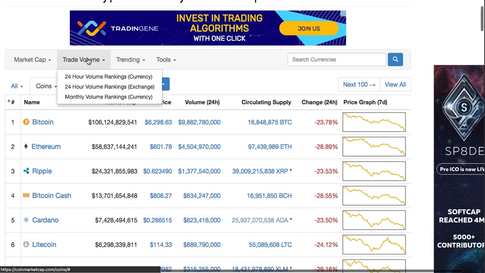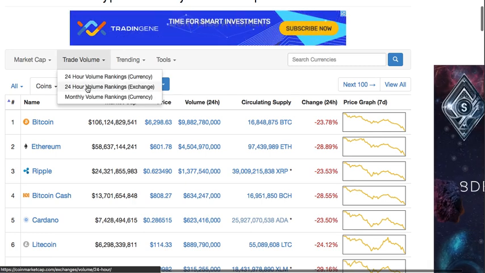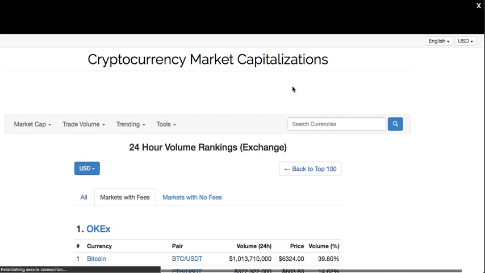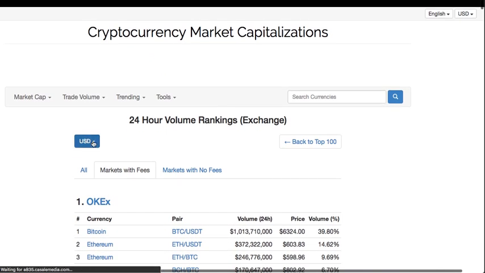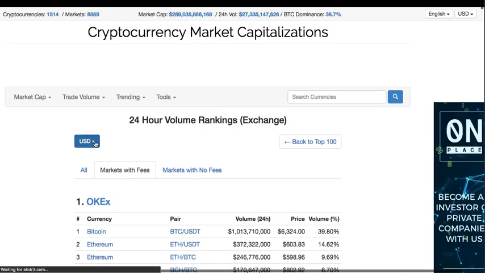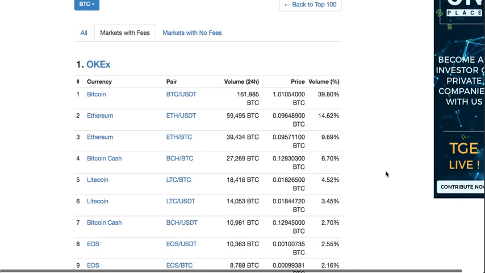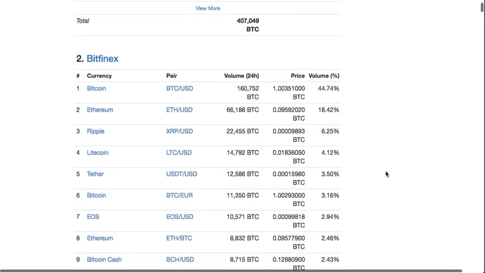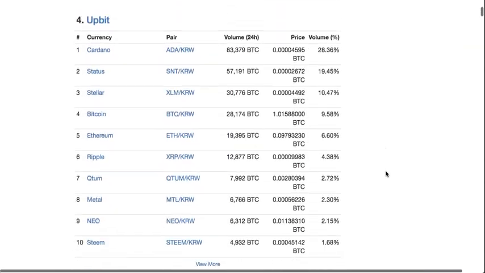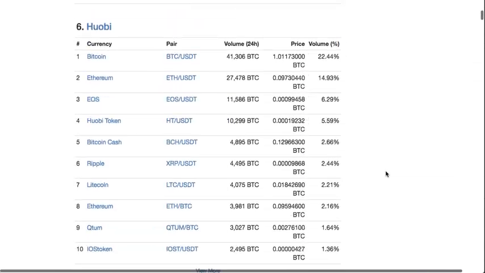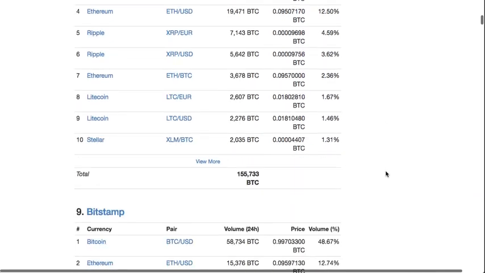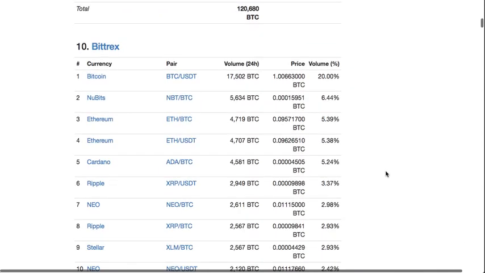So I'm going to go into trade volume and search the 24-hour volume rankings by exchange. One thing I want to note is I always do this with Bitcoin selected because everything I'm doing is Bitcoin versus another coin. So I'm going to scroll down until I find Bittrex, and I'm just going to give it a click.